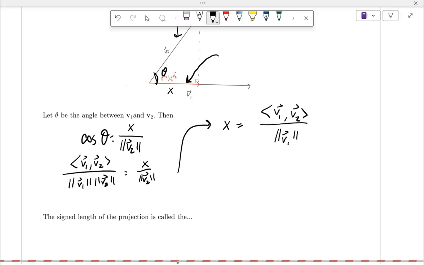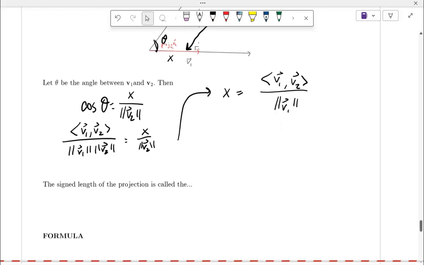So the signed length of the projection is called the component of V2 along V1. Okay, that's what it's called. It could be negative, but it's the length of that projection vector. Okay, it could be negative if it's pointing in the other direction. We call that the component.